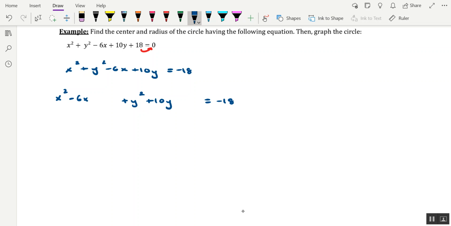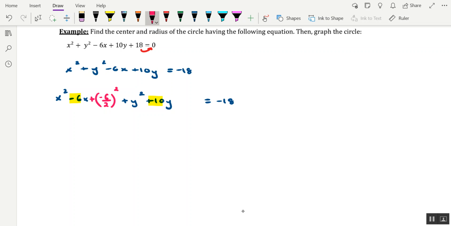We're going to complete the square with the terms involving x, as well as complete the square with the terms involving y. Now the key numbers that are going to be helpful for us are the coefficients of the linear terms. In other words, the negative 6 that's in front of x and the 10 that's in front of y. What we're going to do with each of those numbers is split them in half. So I'll take negative 6 over 2 and then square the result. And this is going to be added to x squared minus 6x.